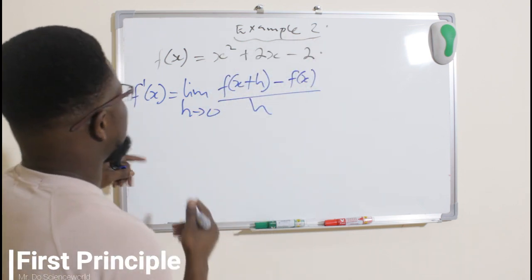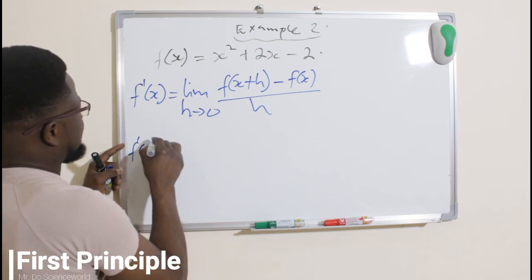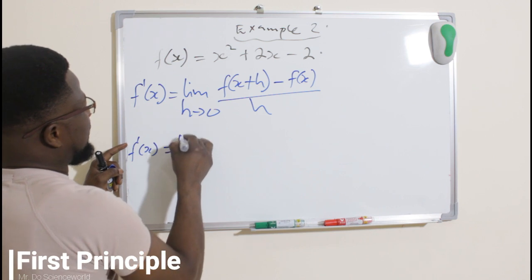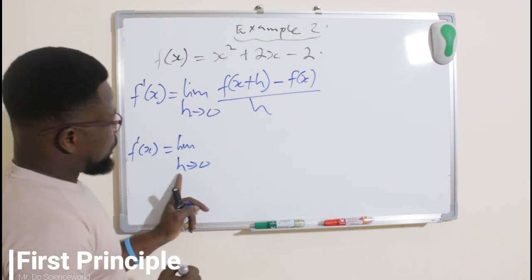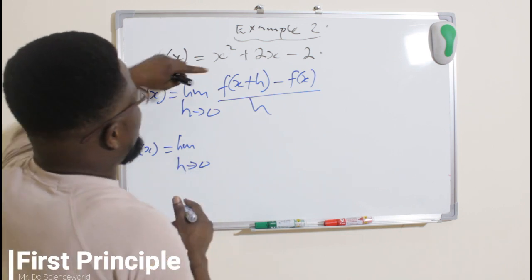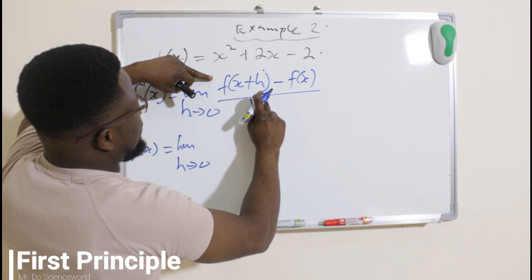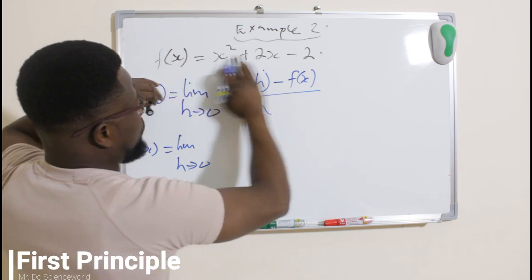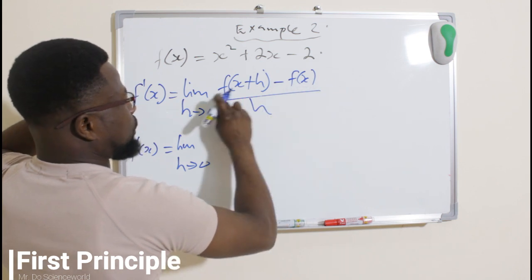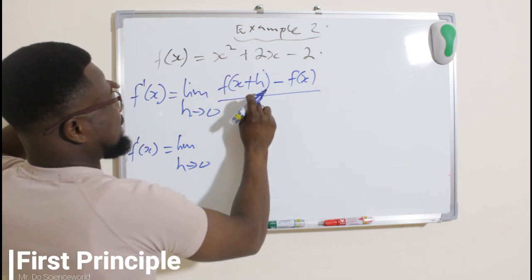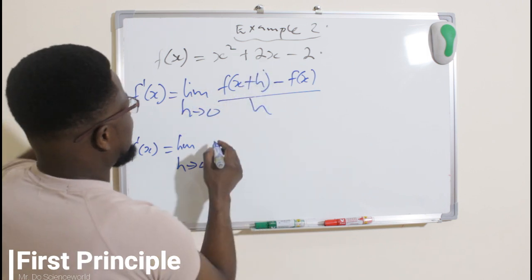So let's look at it. I go straight away and say f prime of x is equal to the limit. I'm solving it straight away. As h approaches 0, what I have is this function. Remember, this function is different from what we have here. This function is rather this. So for me to find this, wherever I see x, I am going to put x plus h.